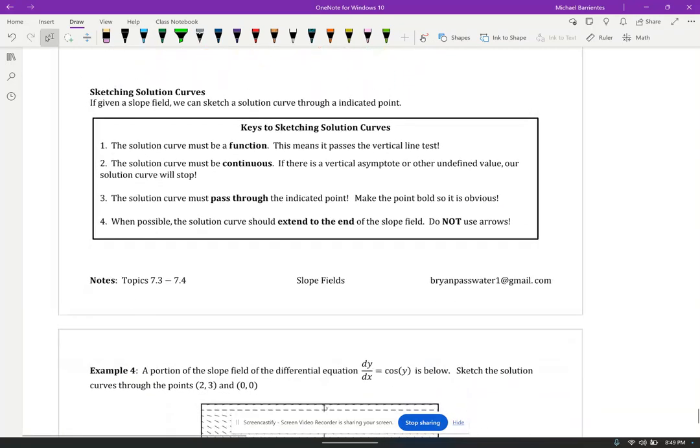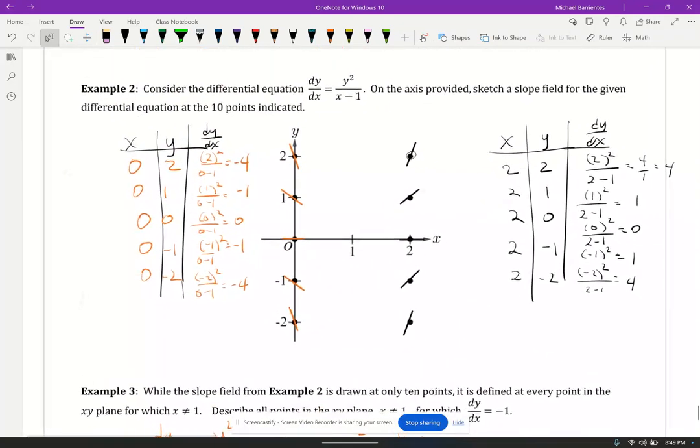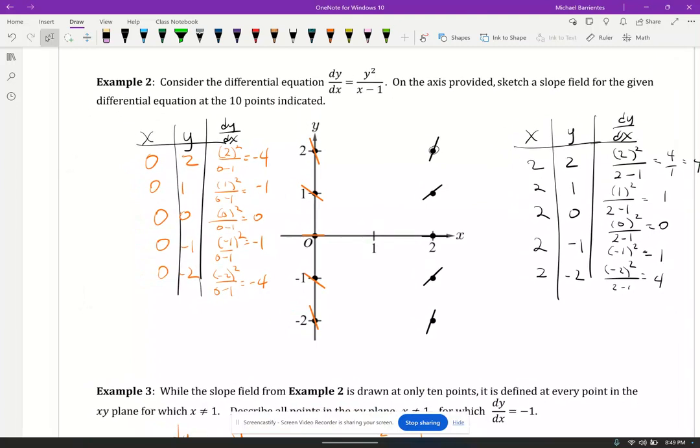Alrighty, good people. Welcome to video number 2 of slope fields. I went ahead and did the y-axis point slope field section. Did you try it? Did you get something similar?